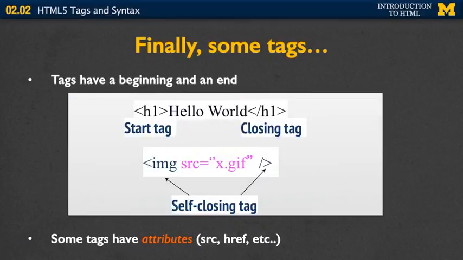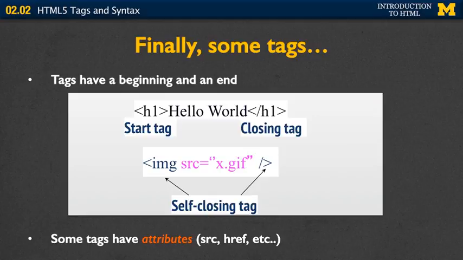Every tag has a beginning and an end. So right here, I'm using what's called an H1 tag or a heading tag to encase the words hello world. The first H1 is my start tag. It just shows the simple tag that I want inside brackets. The second tag, the closing tag, always starts with a slash. This indicates to the browser, oh, she's about to end a tag. This is one of the most common, to have the start tag and the closing tag with some sort of text inside of it.